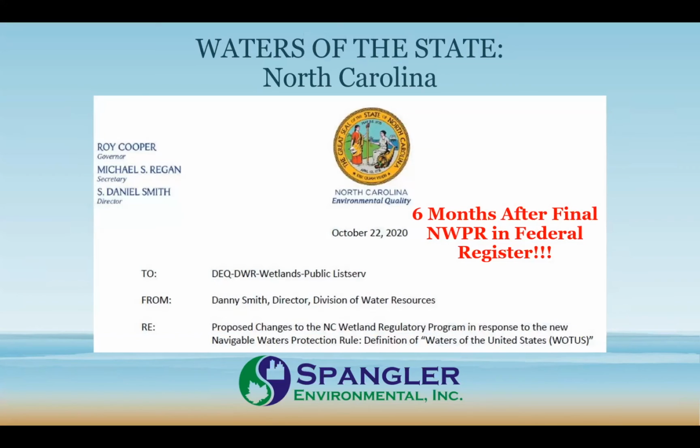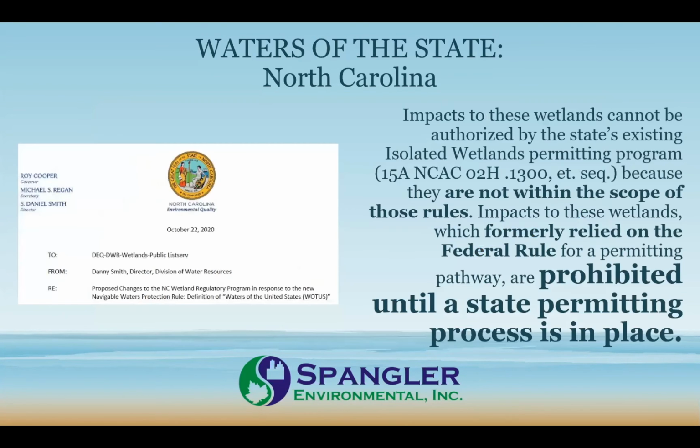So here we are, October 22nd, 2020, 6 months after the Navigable Waters Protection Rule was published in the Federal Register. As you can see in the bottom line there, proposed changes to the North Carolina Wetland Regulatory Program in response to the new Navigable Waters Protection Rule, the definition of the waters of the United States. So this is a little clip. This, by the way, was just a one-page notification that was sent late in the afternoon, as I recall, on October 22nd, again, 6 months after the implementation of the new Navigable Waters Protection Rule.